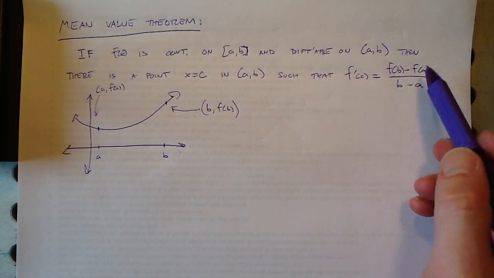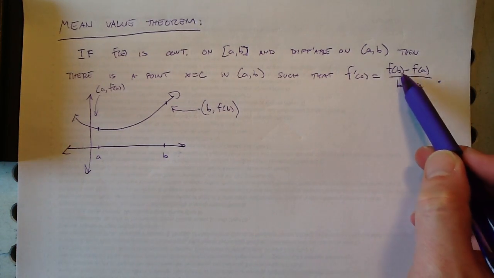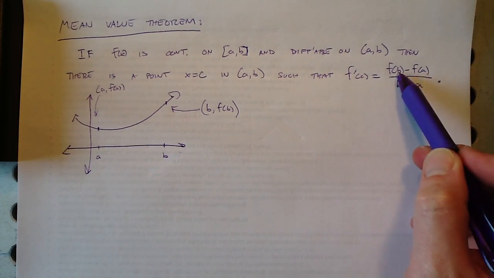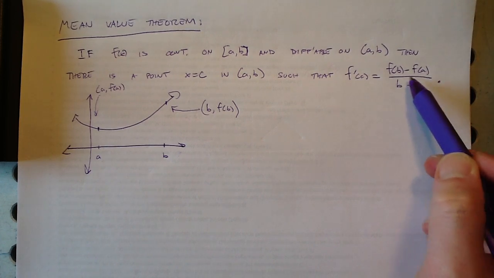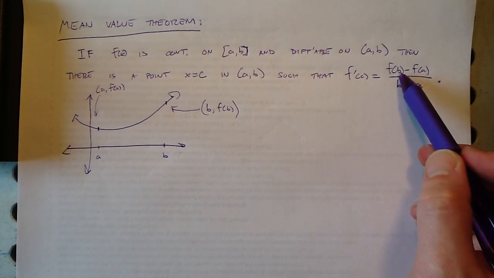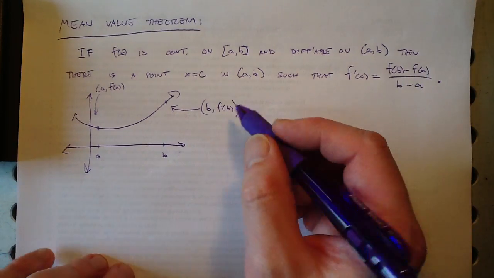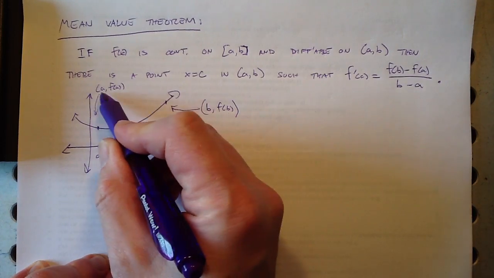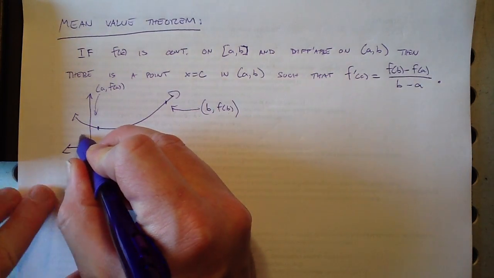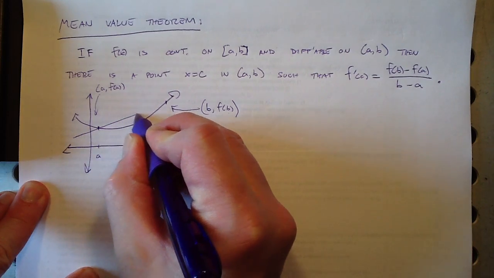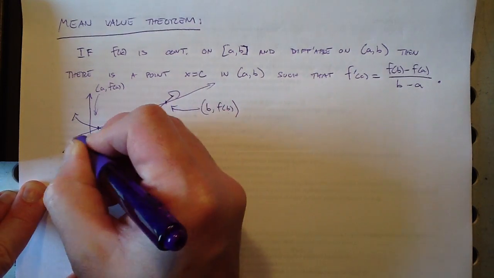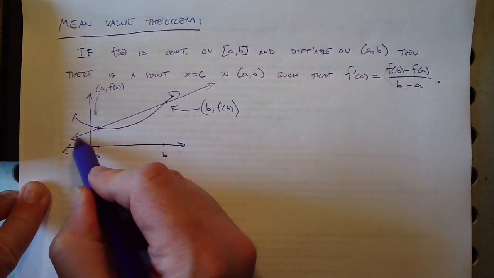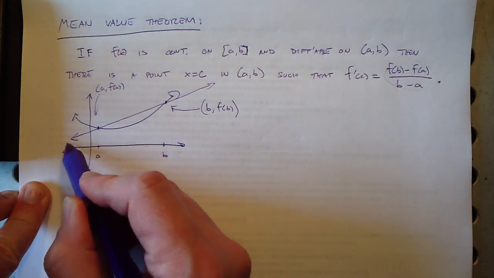Now, what's this part of this expression? f of b minus f of a over b minus a. Well, this is a slope, right? This is y minus y over x minus x. The slope of the secant line that connects these 2 points, right? This expression right here is simply the expression for the slope of this line.